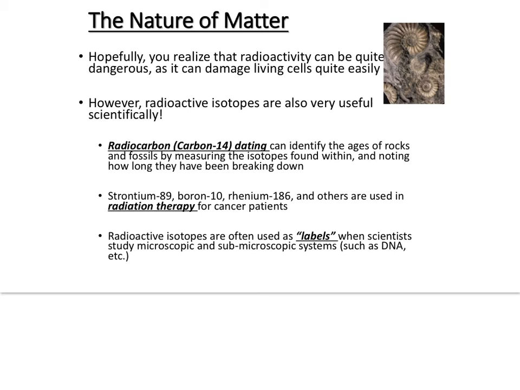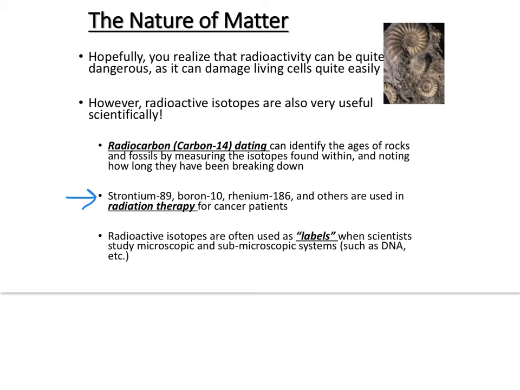A couple other isotopes that we see in medical science are strontium-89, boron-10, and rhenium-186. These are not the only 3, but these are 3 of the main radioactive elements that we use in radiation therapy for cancer patients. We'll talk about that more later this year, but you maybe have heard of people, maybe even a family member, who's had radiation before when they have cancer, and they're using radioactive elements to do that.